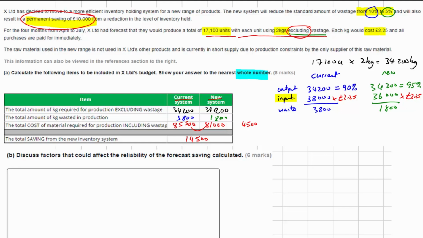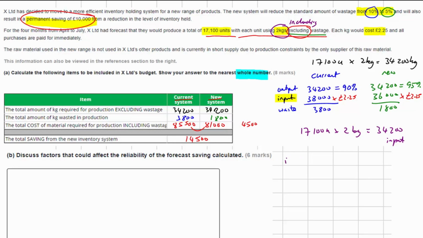Okay, well, what if the question said that we needed 2 kilograms including the wastage? Well, in that case, remember we have our 17,100 units and they're going to consume 2 kilograms each. So that means that the 34,200 is now going to be the input because that includes the waste.